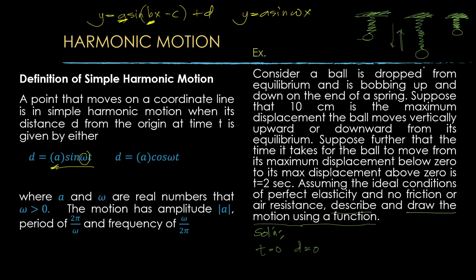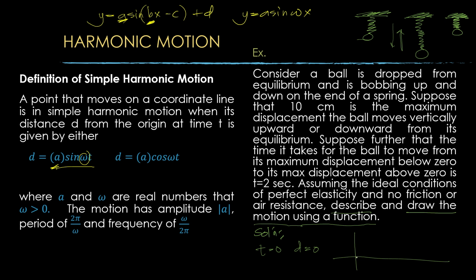But in reality, it won't happen, because there is air resistance and our elasticity is not perfect. So at some point it will stop. It will go to the equilibrium, the initial condition. But for this particular problem, this will go on and on because we have perfect elasticity and no friction and air resistance. So our goal here is to draw and create a function.